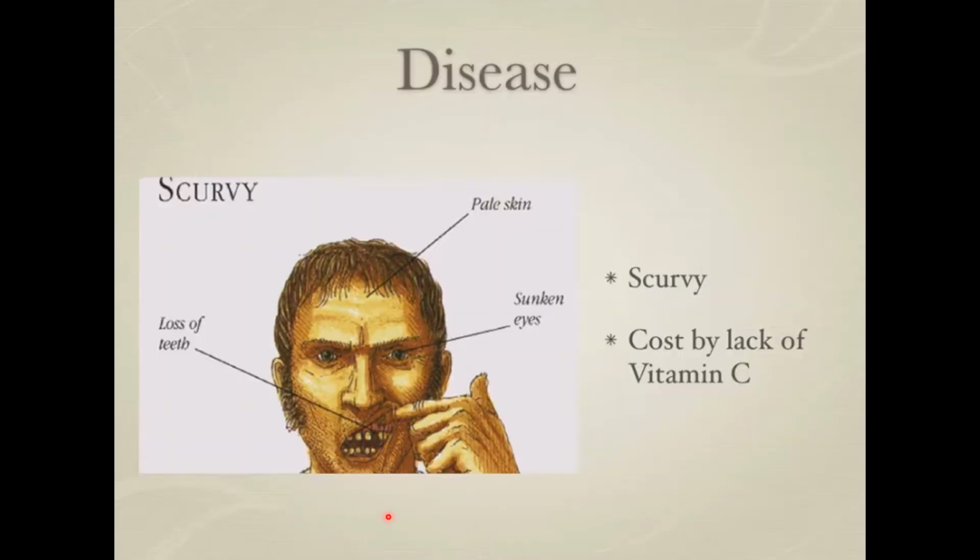Now, one of the main diseases at the time was a disease called scurvy. You may remember scurvy from our studies in the Age of Exploration. People got scurvy from a lack of vitamin C from potatoes. They would have had loss of teeth, shrunken eyes, pale skin. In severe cases, this could actually lead to death.